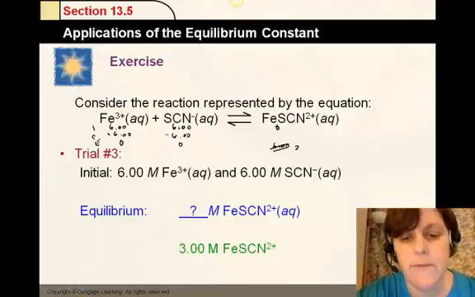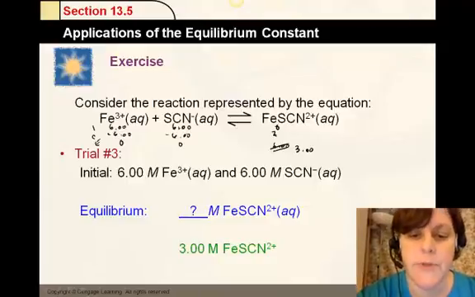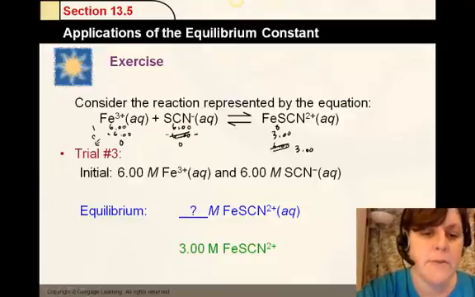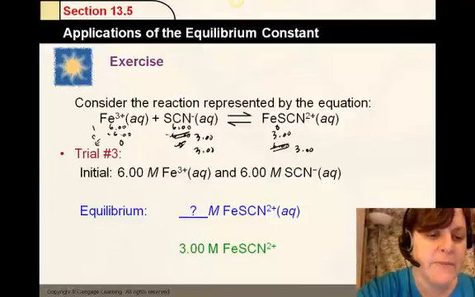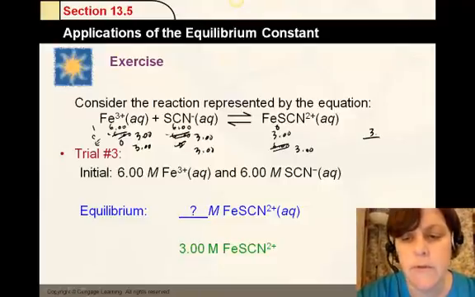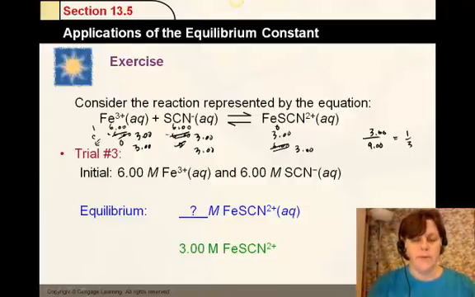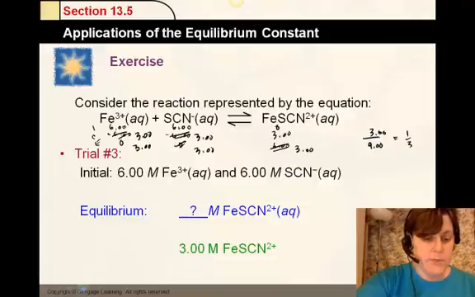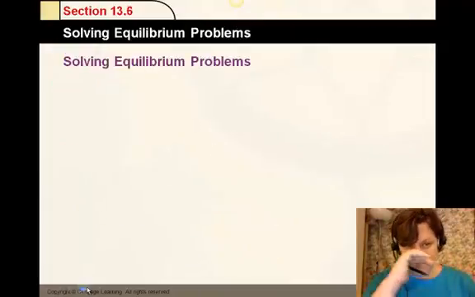So that would mean, if this is 3, the change is also 3, and this is 3, which means this, 6 minus 3 is 3. Same here. Change is 3. And when you plug it in, you get 3 over 3 times 3, or 3 over 9, which is 1/3, or 0.333. So again, that's another situation where the reaction has to shift accordingly to produce the right value of K.